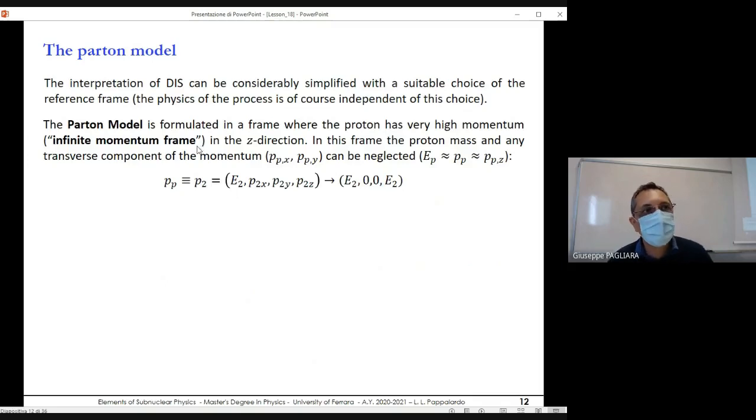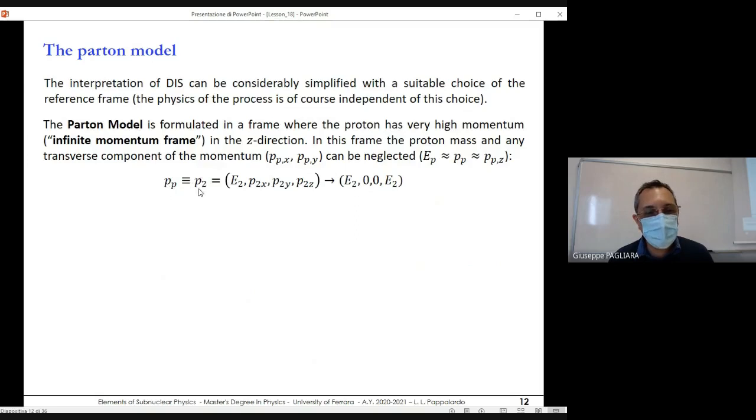So suppose that your proton is not at rest, but it is traveling along the z direction with infinite momentum, okay? And then you sit your frame in this proton. So in this frame, the proton mass and any transverse component of the momentum, so along x and along y, can be neglected. For infinite momentum, of course, you can neglect the mass. And since everything is longitudinal, along the z direction, you can neglect in a very good approximation all the transverse components of the momentum. So px and py can be set to 0 in this frame.